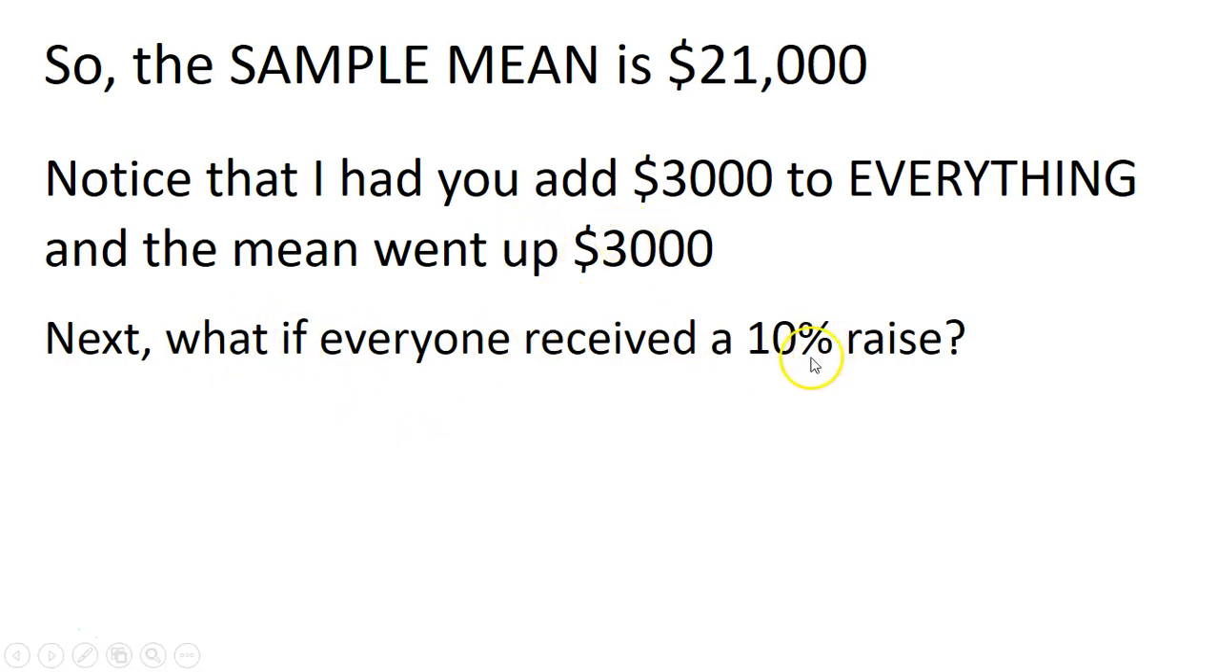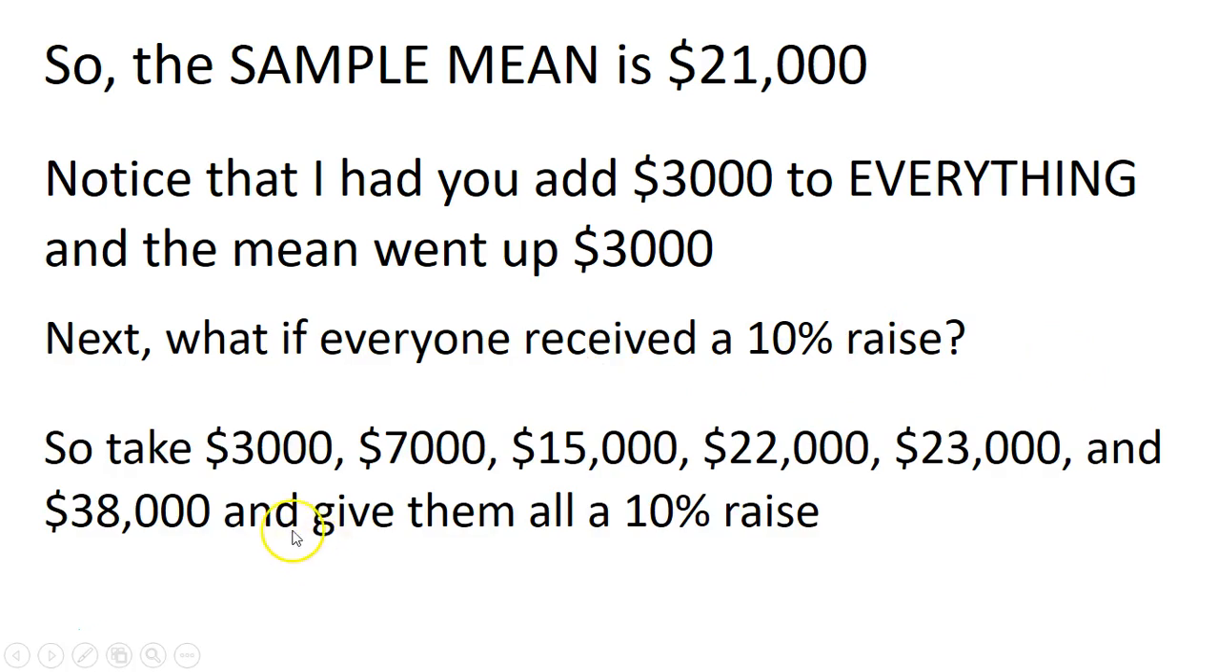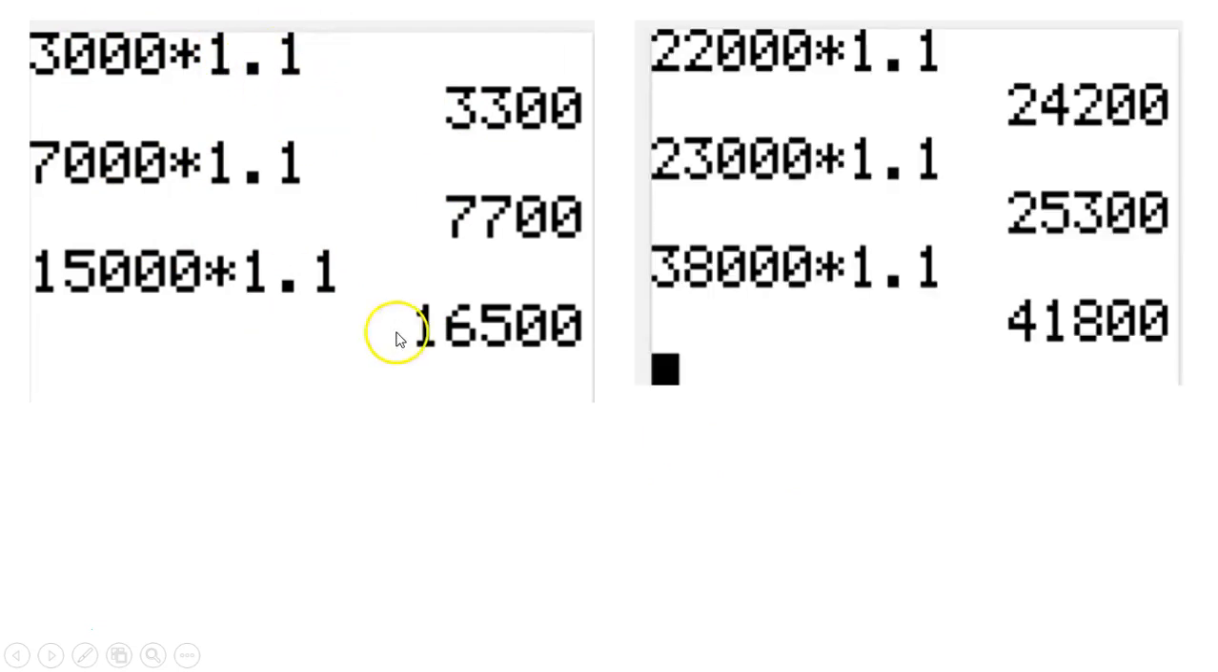So what if everyone received a 10% raise now? If everyone received a 10% raise, that's not adding the same amount, because everyone's salary is different. That 10% is based off each individual salary. So I'm not adding the same quantity to all of them. Technically, I am adding a quantity to all of them, but it's not going to be the same because it's a 10% raise on each. So this was their originals, and I give them all a 10% raise, multiplying each by 10%, so we can see what their new salary is if they all got a 10% raise.